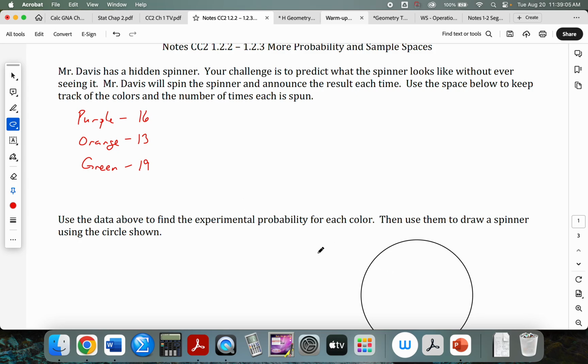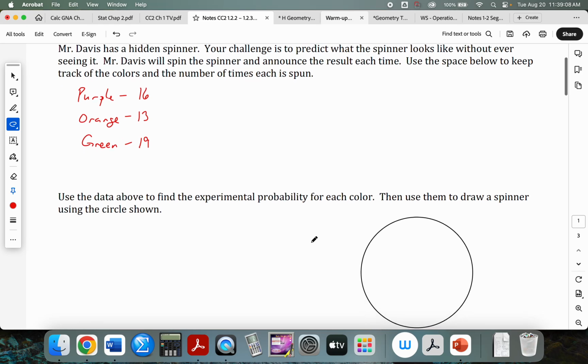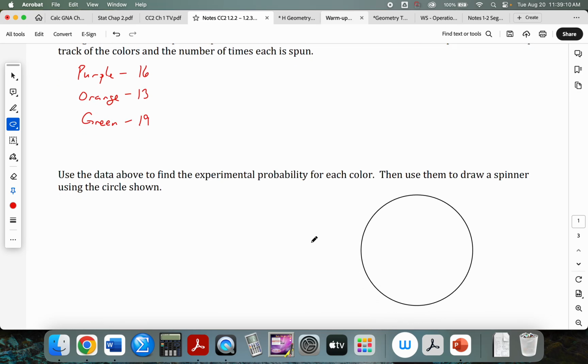So if we were going to try and figure out how to divide up the spinner, let's make sure this adds up to a total of 48. So for the purple, how much should we color in purple? Like less than green, but more than orange. Well, it would be 16 out of 48, right? That is our experimental probability. 16 out of 48, that's 1/3.